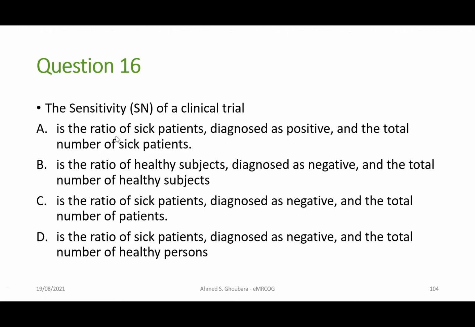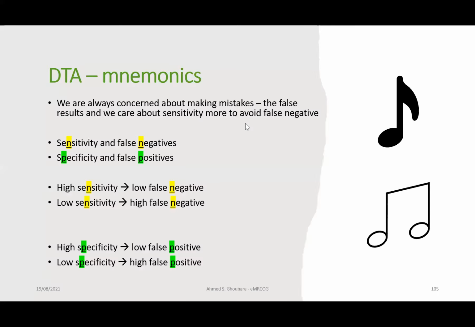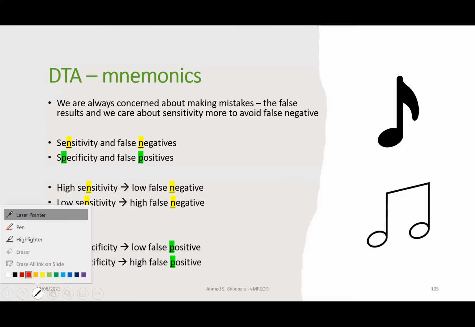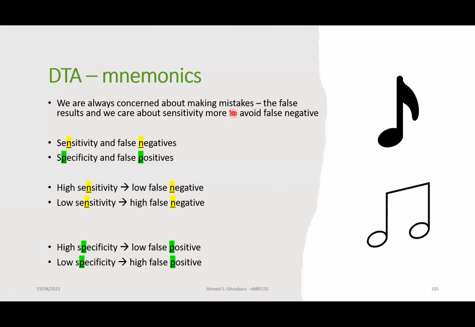Good. So the ratio of sick patients diagnosed as positive and the total number of sick patients. Simply, they are interpreting what we said in the table. So my mnemonic here, the DTI mnemonic: we're always concerned about making mistakes, right? We're always concerned about reporting false positive or false negative results. Sensitivity is more about avoiding false negative results, the type 2 error.